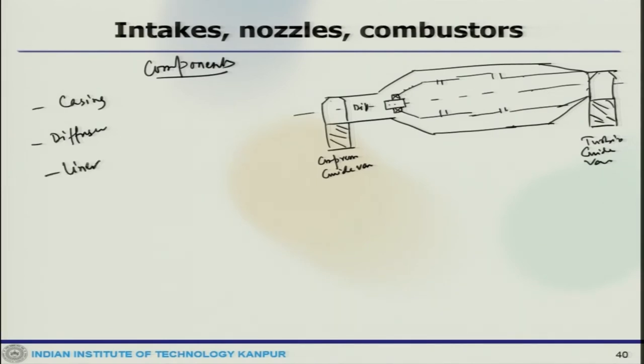Then one could have the liner. The liner contains the combustion process and introduces various inflows. These are very important components because the thermal load on the liners is quite high. Then you can have the snout, which is the extension of the dome. Then one can have the dome or swirler. These are used for better fuel air mixing. So it imparts a tangential component of velocity. Then you have the fuel injector.